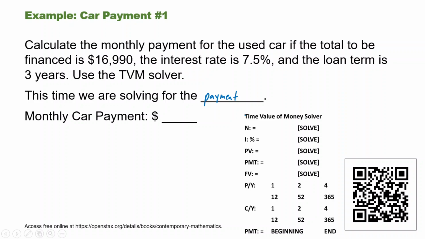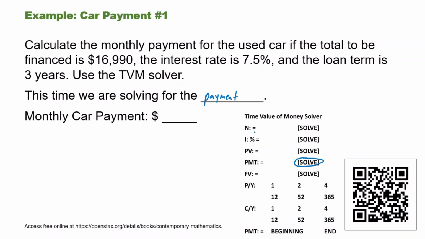In the TVM solver, the time value of money solver, we have all these blanks here for you to take notes on. Also notice there is a QR code on this page that if you scan it or click it, it will open the electronic TVM solver that I'm going to be using in a moment. So we are going to go to the payment line of this solver and circle solve, because that is where we are going to click in a moment.